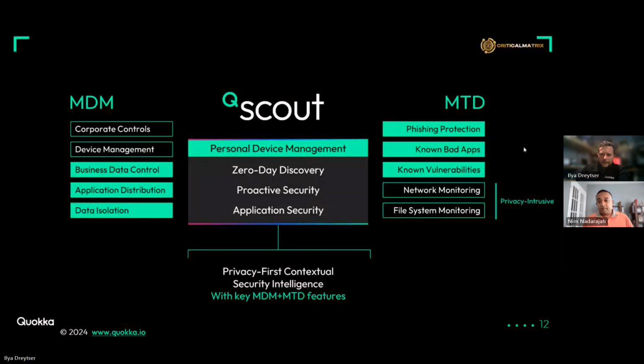So let me share this visual so we can talk about it. We talked about a couple of technologies, mobile device management on the left-hand side, right? Great for corporate controls, great for device management, distributing applications, data isolation. So that's the standard system that enterprises use. And then there's also MTD. MTD is mobile threat defense, like an antivirus for your phone, protects you from phishing. It identifies known bad apps, or some known vulnerabilities, right?